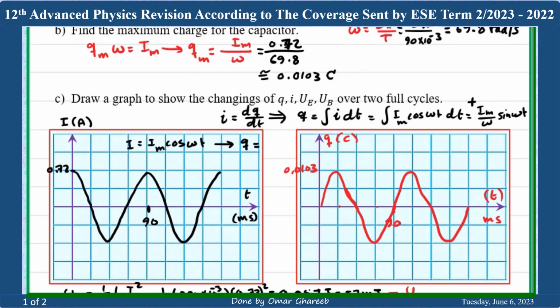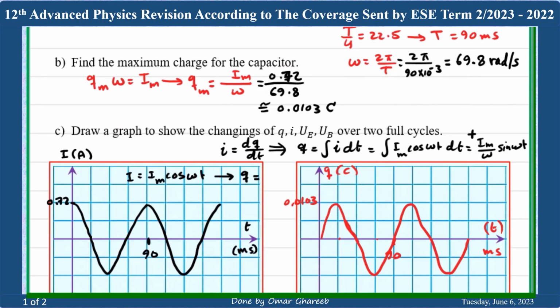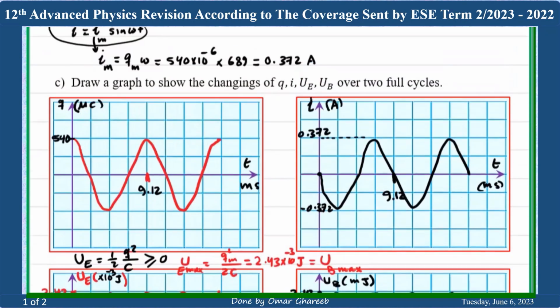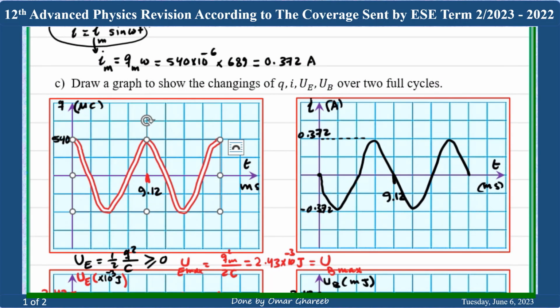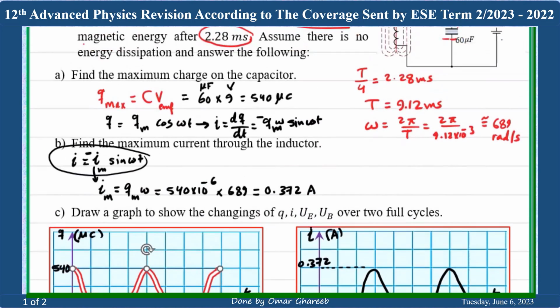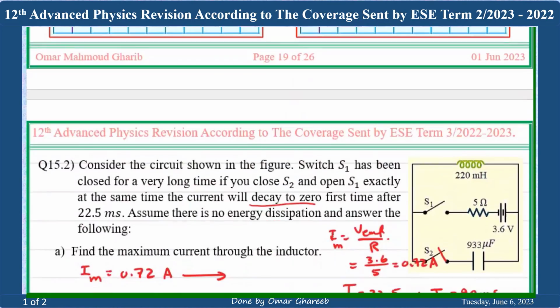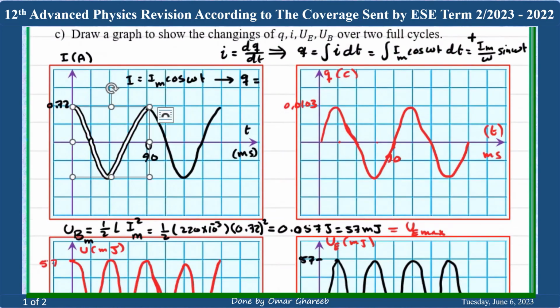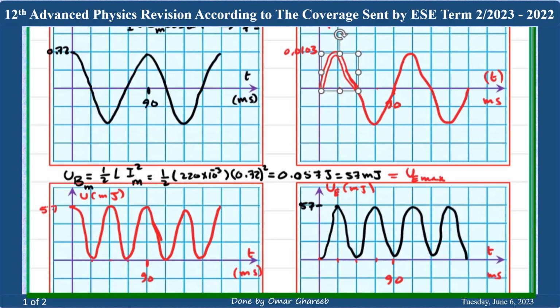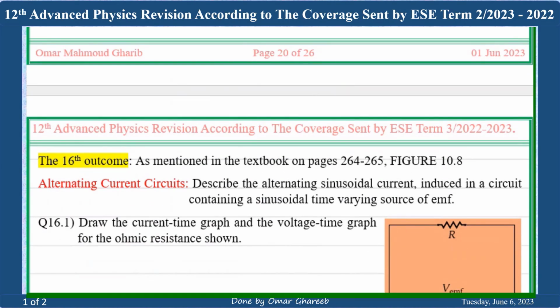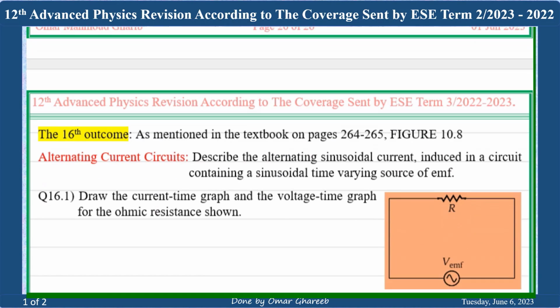So when the question asks you to draw I from Q or Q from I, don't memorize the thing. You should do differentiation if you have a Q to know what is the function of the current, minus sign or plus sign. And if you start from current and you need charge, you need to make integration. Again, you need to take care of the signs. Now, the outcome number 16.